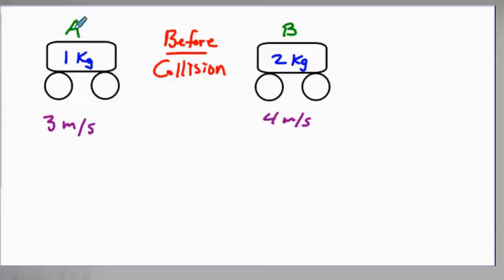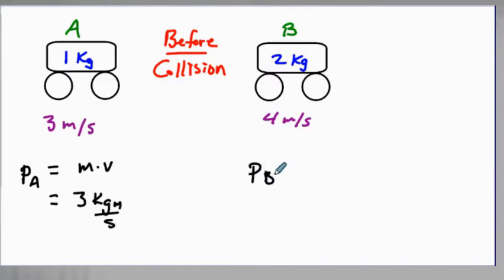My two carts. Cart A has a mass of 1 kilogram and is moving at a speed of 3 meters per second. Cart B has a mass of 2 kilograms and is moving at a speed of 4 meters per second. We can easily find the momentum of each. So I'm going to say the momentum of A would be its mass times its velocity, which would give us 3 kilogram meters per second. The momentum of cart B would be the mass times the velocity of B, and that would equal 8 kilogram meters per second.